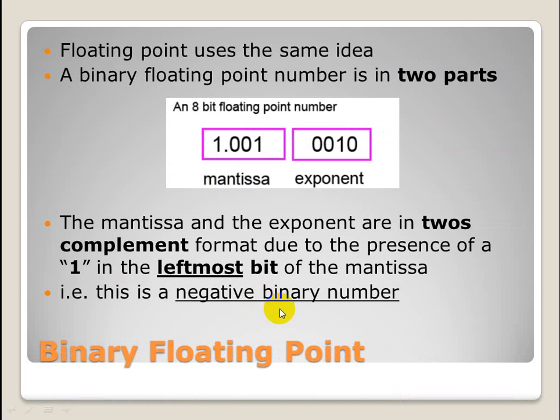Now, floating point uses the same idea, in other words, the floating or the moving of the decimal. The binary floating point number is in 2 parts. We've already explained that you get the mantissa and exponent. Do you remember what that is called? That is the leftmost bit or the most significant bit, and it tells us if the number is positive or negative. We know that this is a negative number.